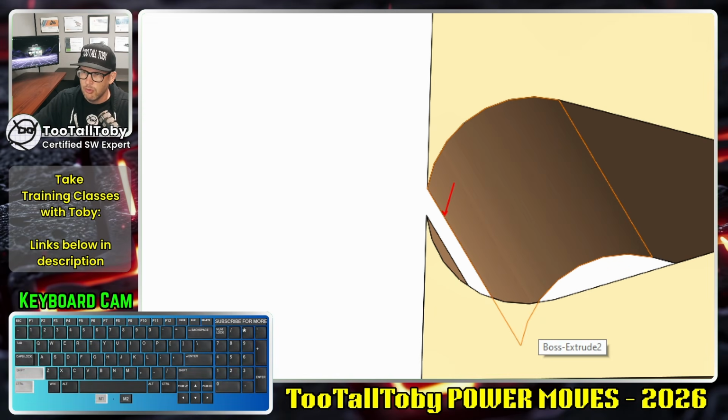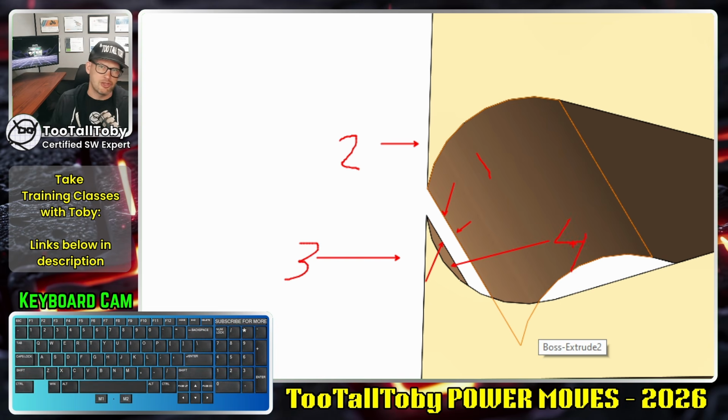So if these two were brought completely together, then we would have this one single edge here that shares this face. It shares this face here on the backside. It shares this face here on the backside, and it shares this face here on the inside. 4 faces all sharing one edge. That's going to yield a zero thickness error.